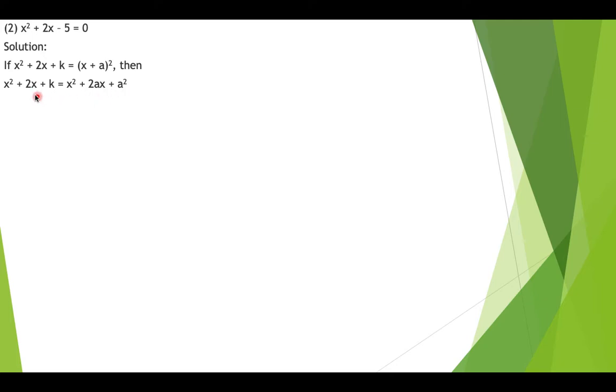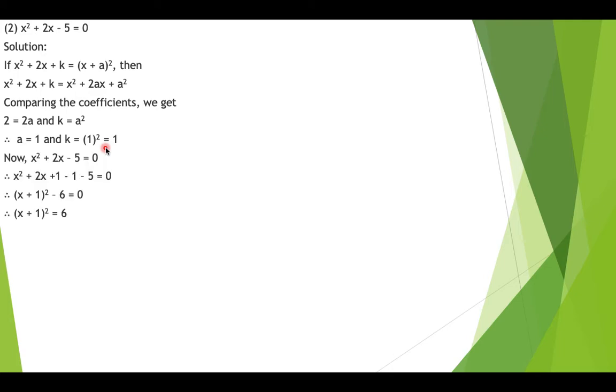So when comparing the equation on both the sides, we are going to get 2 is equal to 2a and k is equal to a square. Okay, so therefore 2 is equal to 2a, so we are getting a is equal to 1 and k is equal to 1 square. Substituting the value of a is equal to 1 in k is equal to a square, k is equal to 1.